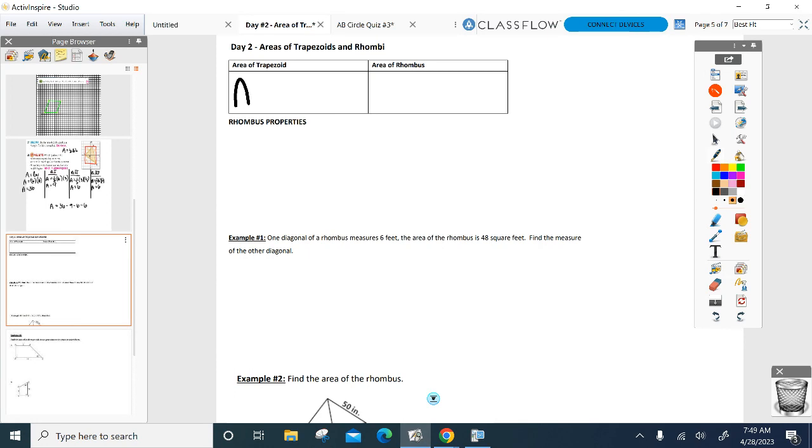Area of a trapezoid: 1/2 its height. We talked yesterday, height's the same as altitude, coming from a vertex and making a right angle on the opposite side. And then I multiply that with the two bases added together. A trapezoid has two parallel sides, which are called the bases. That's what B1 and B2 are, your bases.